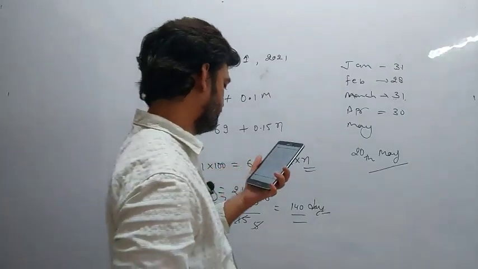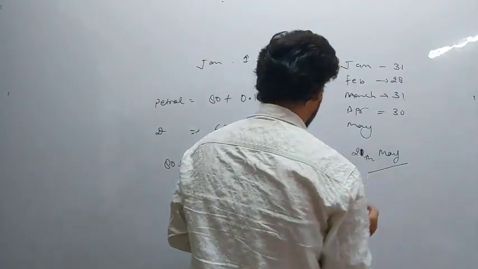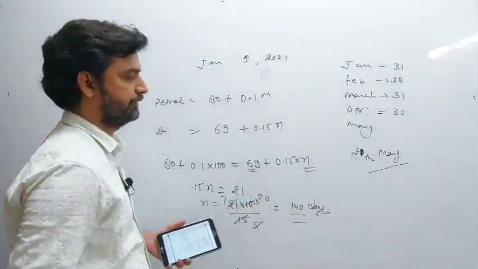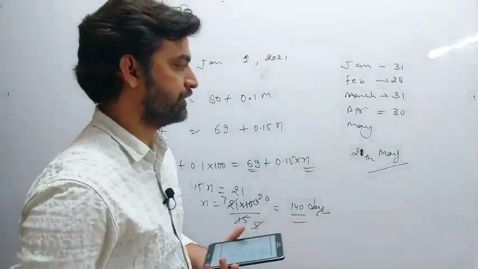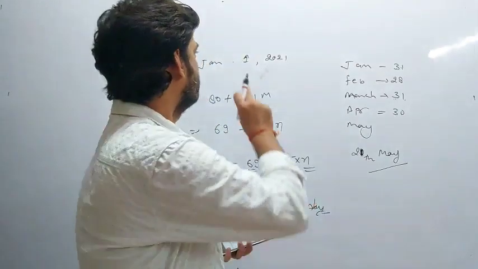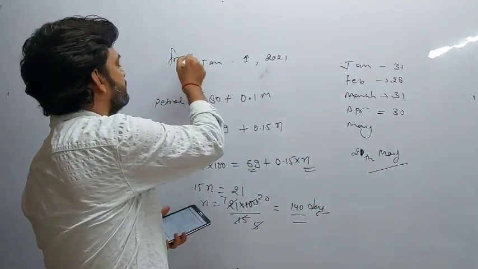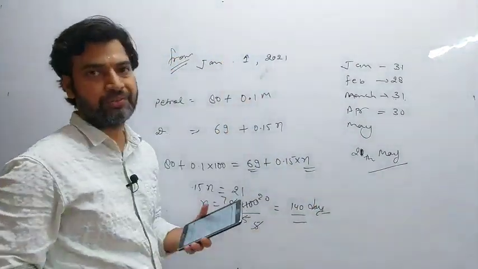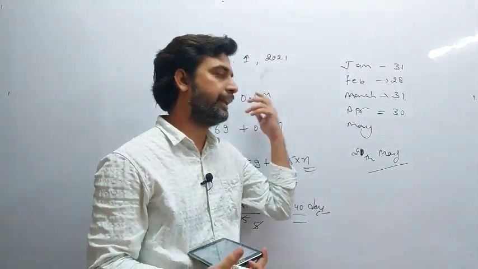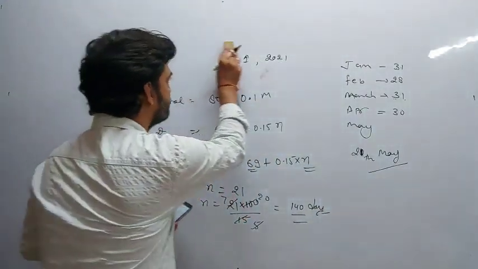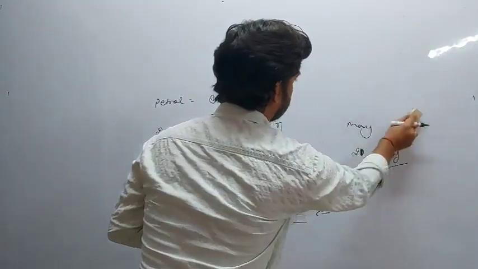Sorry, 21st of May. Because after this one we are using... First day is what? This one. After that, this one. So 21st of May is your answer. That means we need now to consider this one, means 140 days after 1st of January. So 1 day extra, this becomes what? 21st of May. So this is your answer, 21st of May.